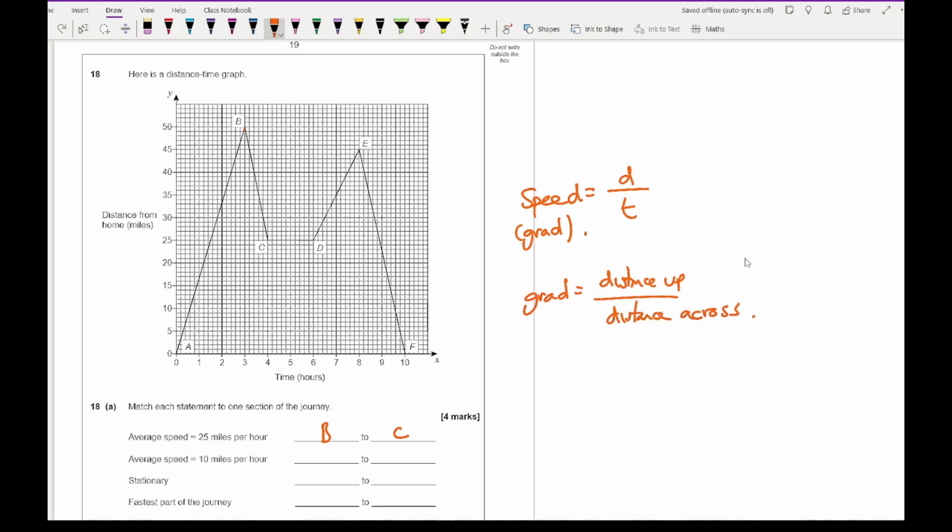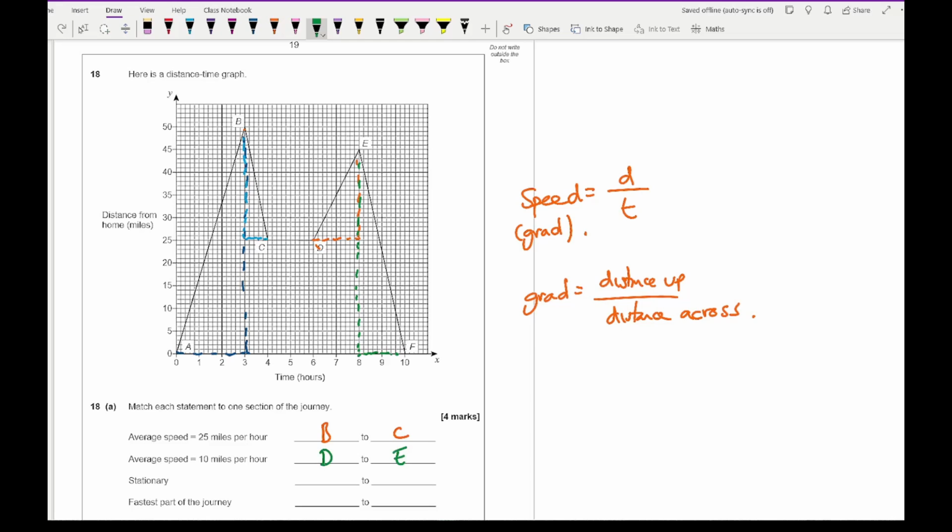It then says which has got a gradient of 10. So where is the triangle? Again, if you're not sure, we just draw our triangles. Let's do them in different colours. You can see we've got 4 triangles. If I use this formula to work out the gradient, I'll get the answer. So the average speed is 10, is going to be D to E.